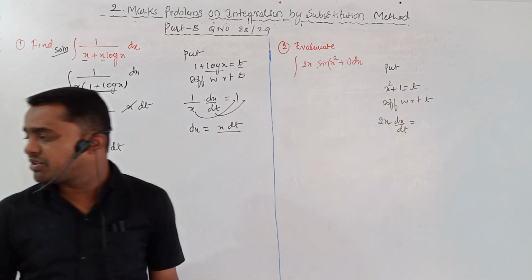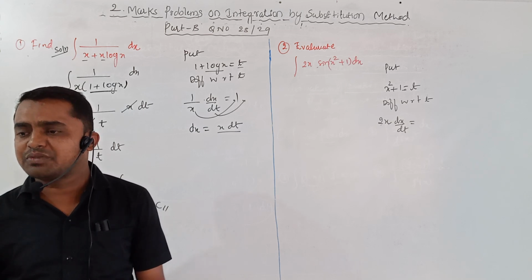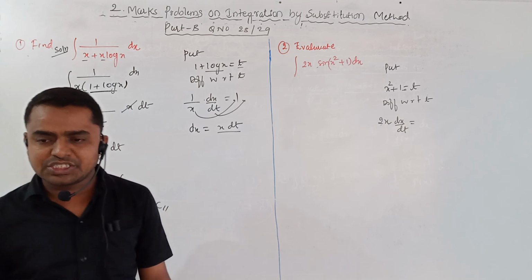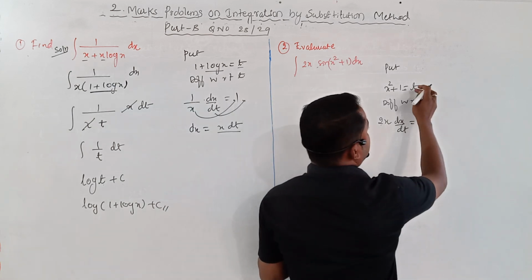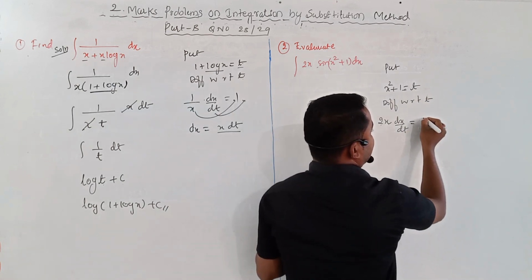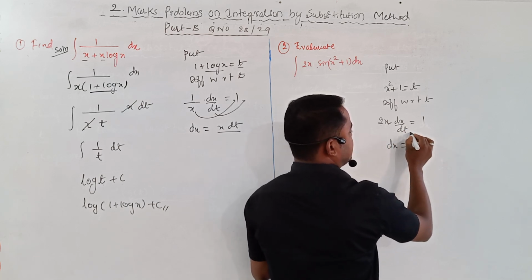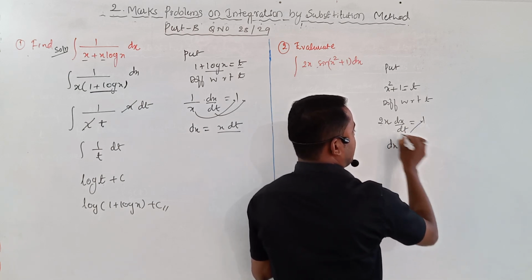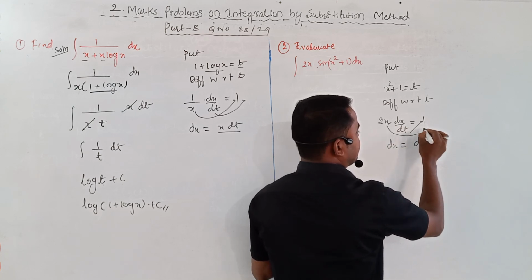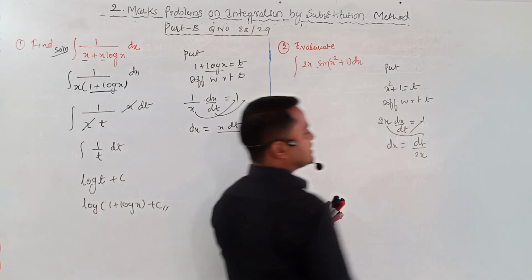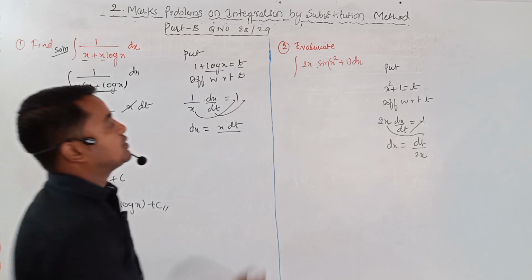No need to write the derivative of 1 because it is a constant. The derivative of a constant is 0. 2x plus 0 is again 2x. Then the derivative of t with respect to t is 1. Now solve for dx. This dt comes here and 2x goes to the denominator. So dx is equal to dt divided by 2x.